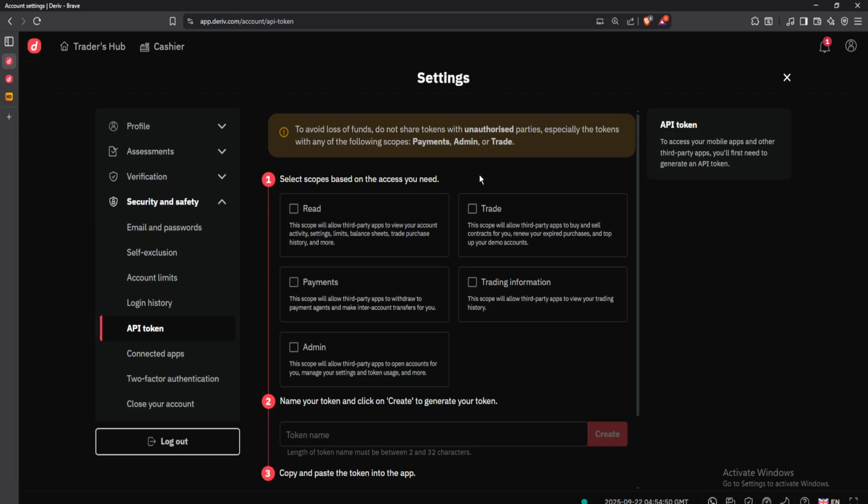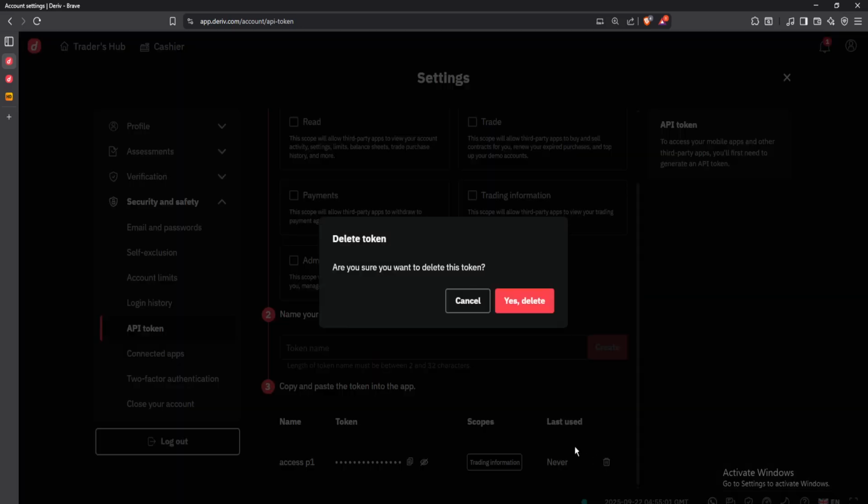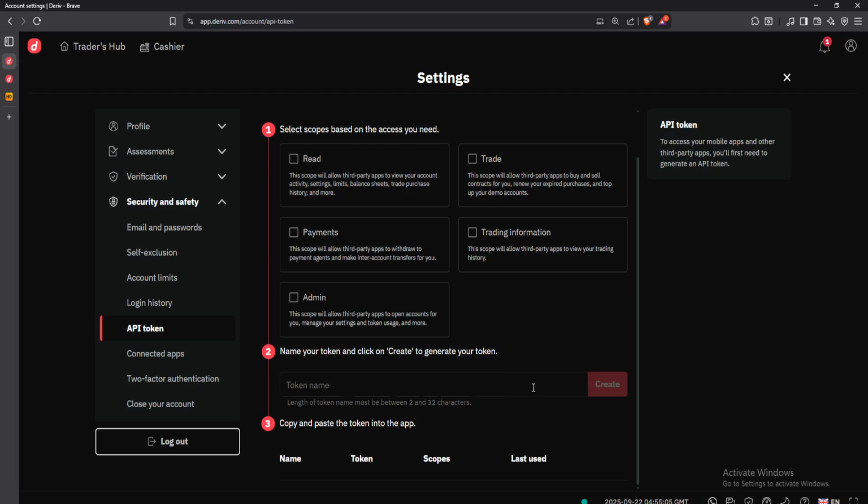Now, if you have given someone your token and you want to delete that token, this is what you do. You just scroll and then you will see this token right here. Proceed and click on delete this token, and they'll ask you, are you sure you want to delete? Then click on yes, delete that token.